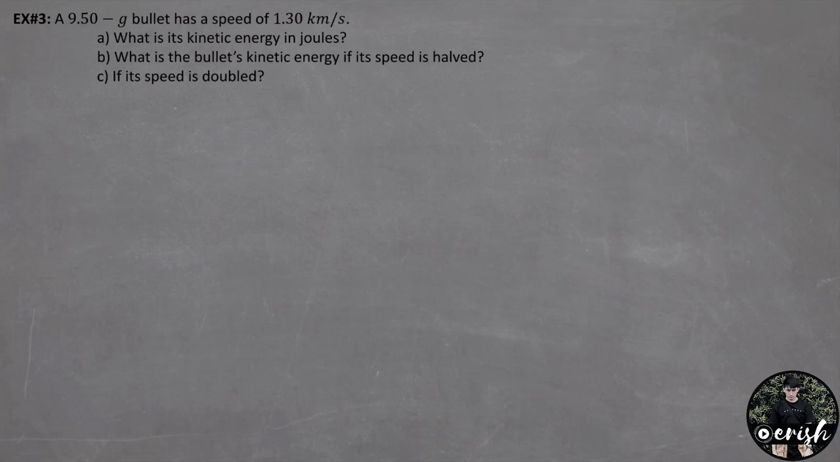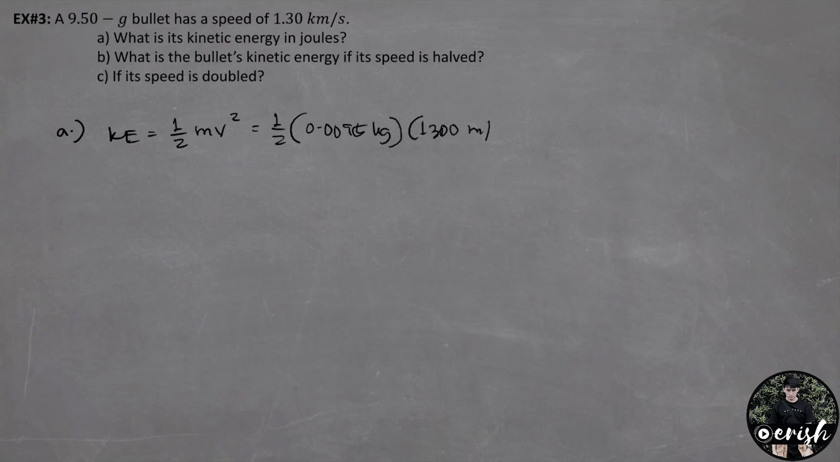So in visualizing the problem, the bullet moves at high speed in a straight line. We have to calculate the kinetic energy using the formula. Then we will use ratios to find the new kinetic energy in letter B and letter C. For letter A, kinetic energy is equal to 1 half mass times velocity square. Substitute the values. We have 1 half here times the mass, 0.0095 kilograms times 1,300 meters per second quantity square. And by calculating, letter A, kinetic energy is equal to 8,030 joules.